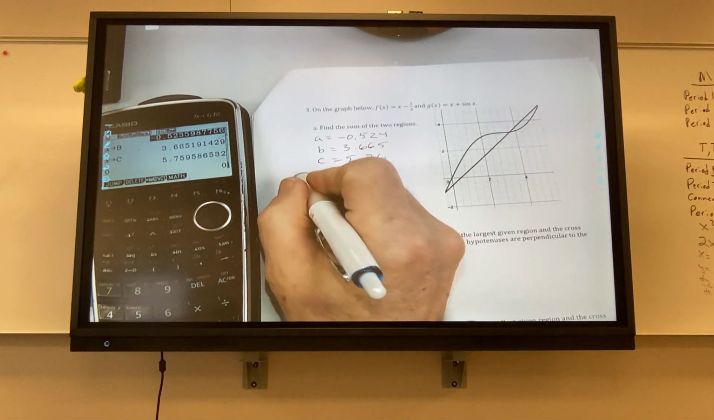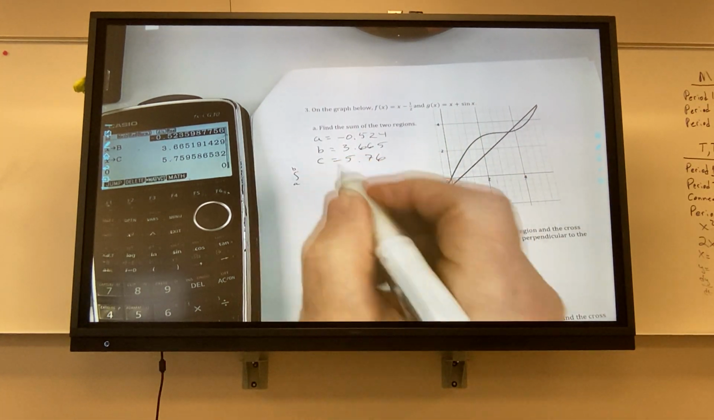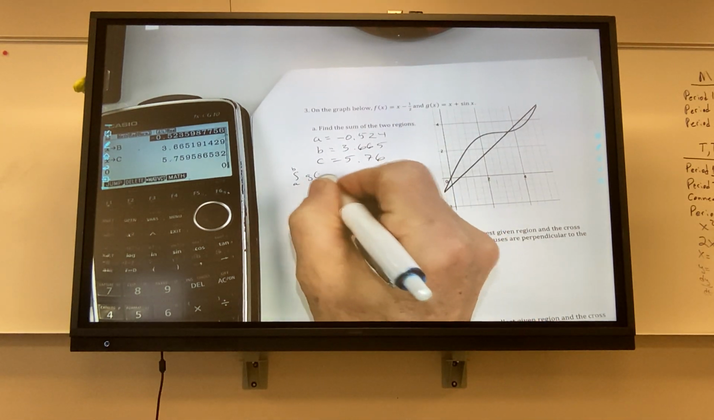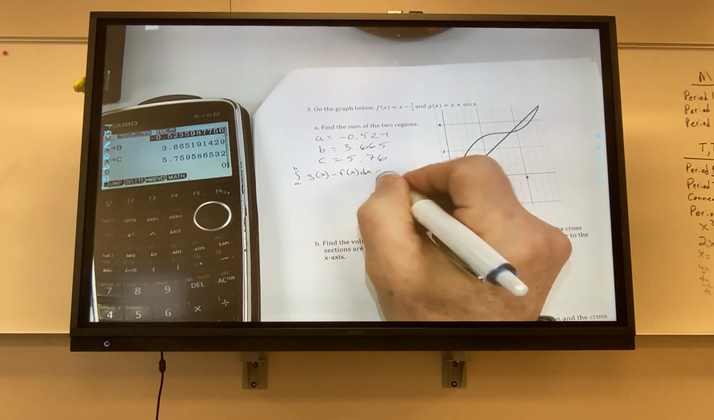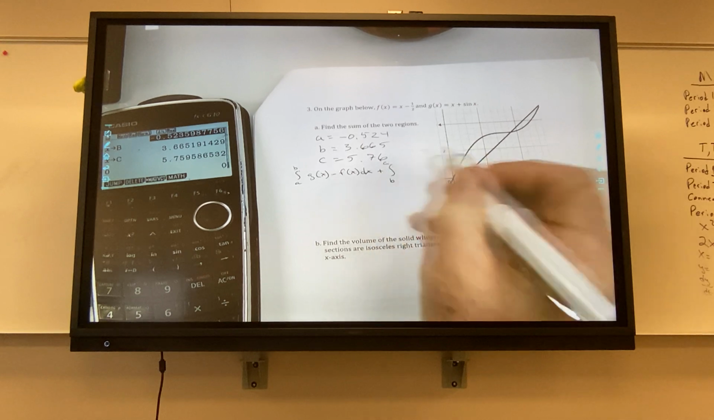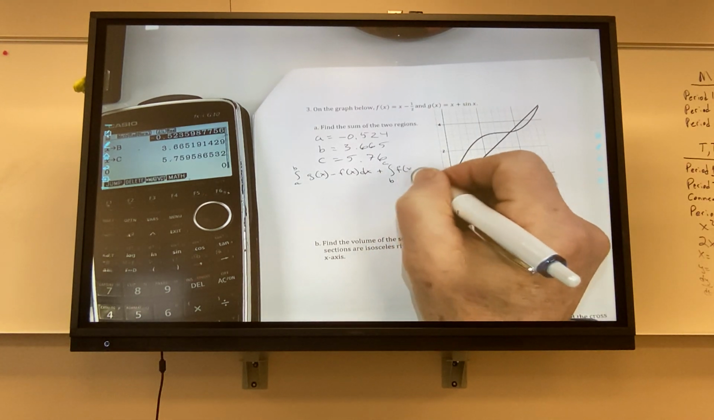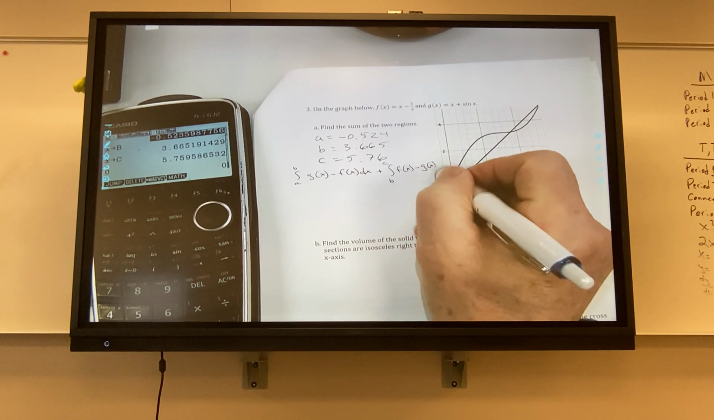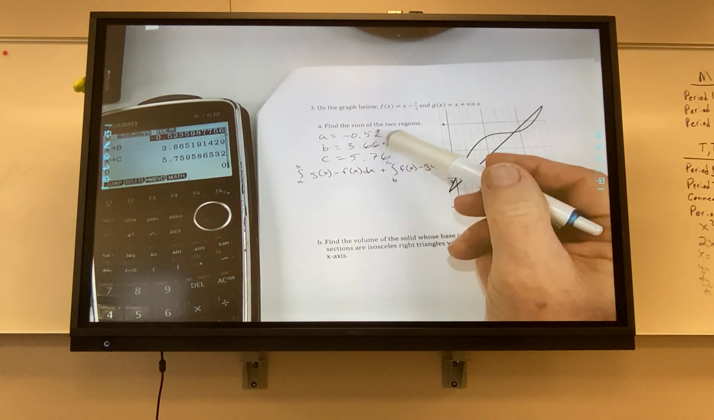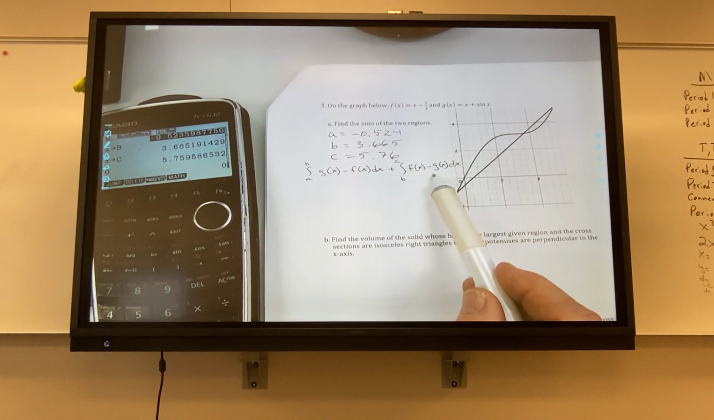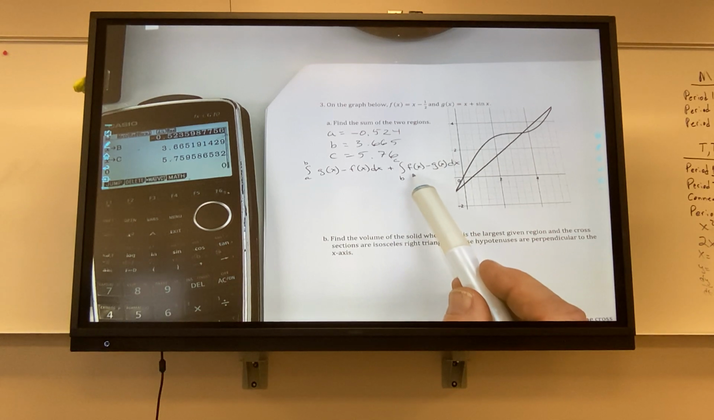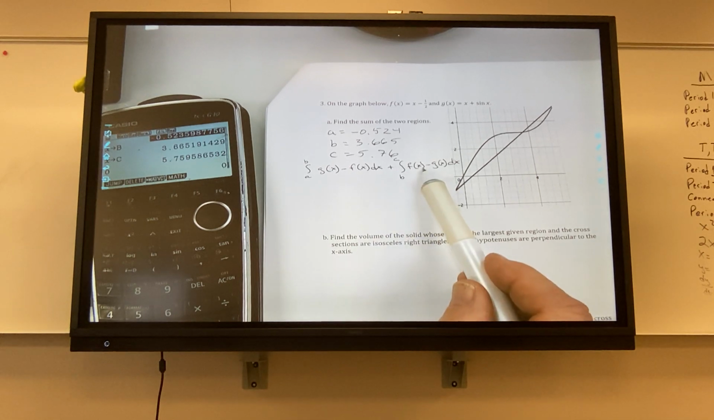So now when I integrate, I'm going to integrate from A to B, and I'm going to have g of x minus f of x dx plus the other integral from B to C of f of x minus g of x dx. And so they'll see that the bounds are correct, or what they call the limits, and the integrands of each of these are correct. And so this may be worth 4 points. The answer's only worth 1. So you got 3 out of 4 just with this setup. Does that make sense to everybody?